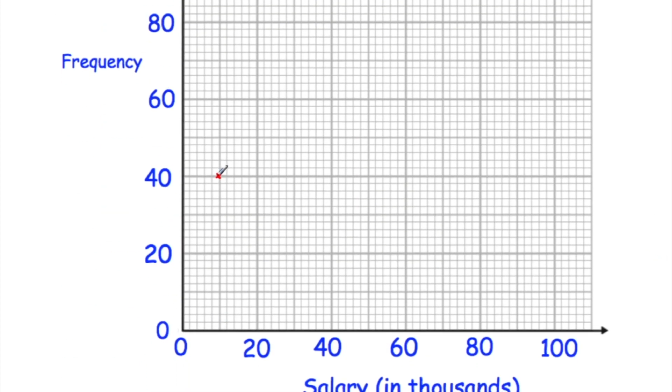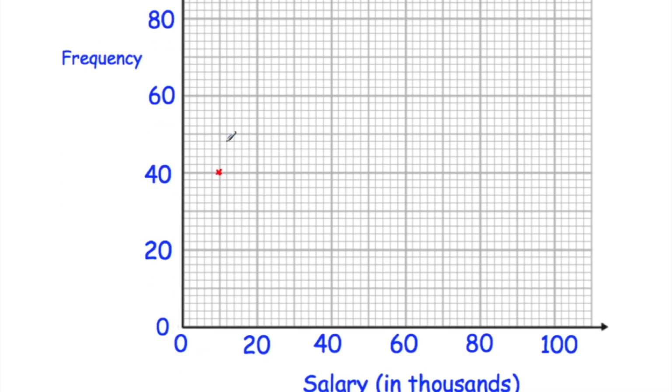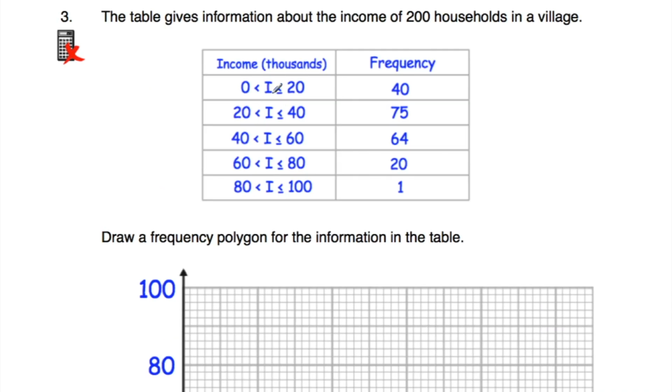And actually, just before we carry on, let's make sure we know what the scale is. We're going from 0 up to 20, and there's 10 little boxes, and 20 divided by 10 is 2. So that means we must be going up in 2s. 2, 4, 6, 8, 10, 12, 14, 16, 18, 20. Fantastic. Okay, so we've done our first point, which was 10 across 40 up, and our scale obviously is in thousands here. Next, we want to go 30,000 across and up to 75.